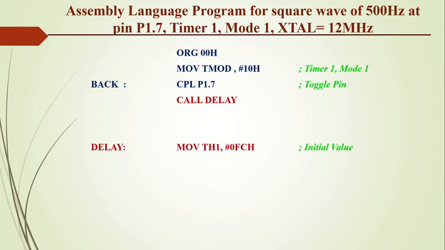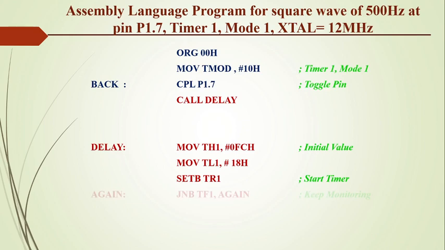In the delay function, the initial count which we found in the previous slide, we will move into the TH1 and TL1 registers. The upper 8 bits of this initial value, FCH, are moved into TH1, and the lower 8 bits, 18H, are moved into the TL1 register. Then we start the timer by using the instruction SETB TR1. That means we are making this TR1 bit equal to 1. So this will start the timer.